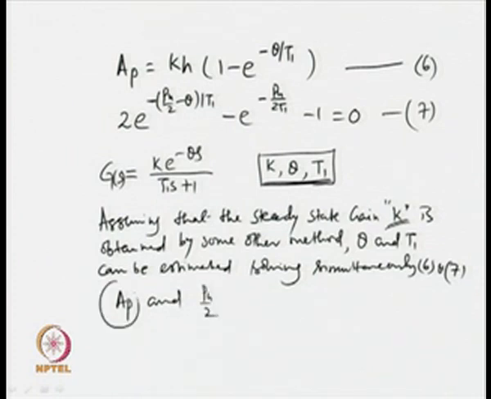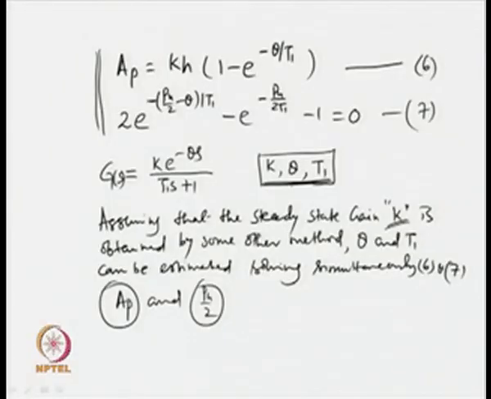So, we measure AP and Pu by 2, use those two in the expressions and solve for theta and T1. This is how the transfer function model parameters are estimated. Now, further assuming that K is known a priori, it is possible to develop explicit expressions for the unknowns also.